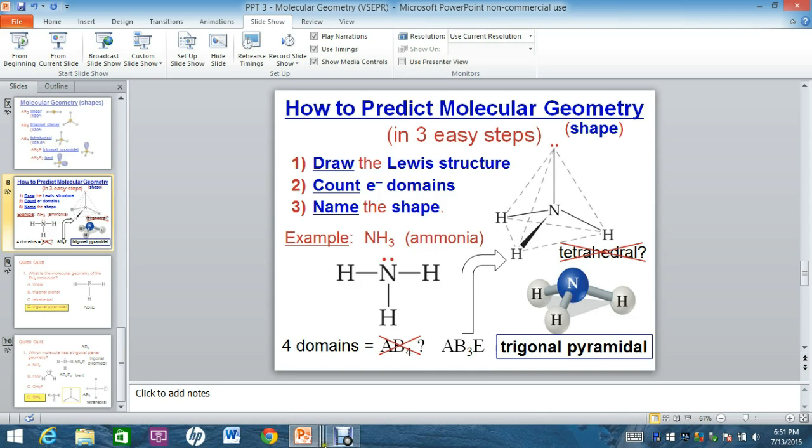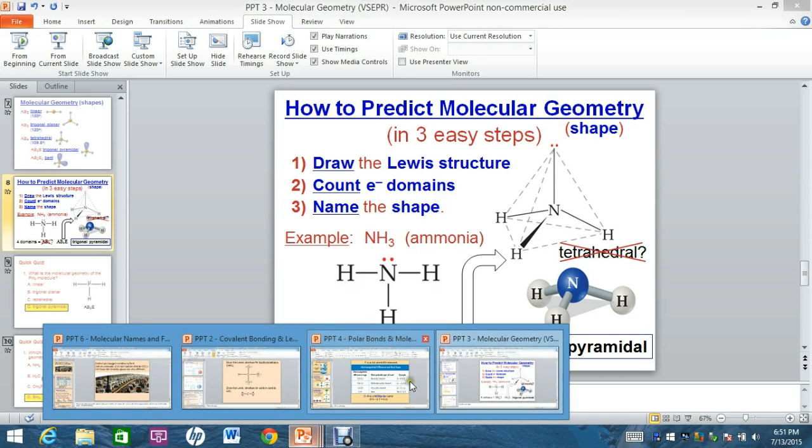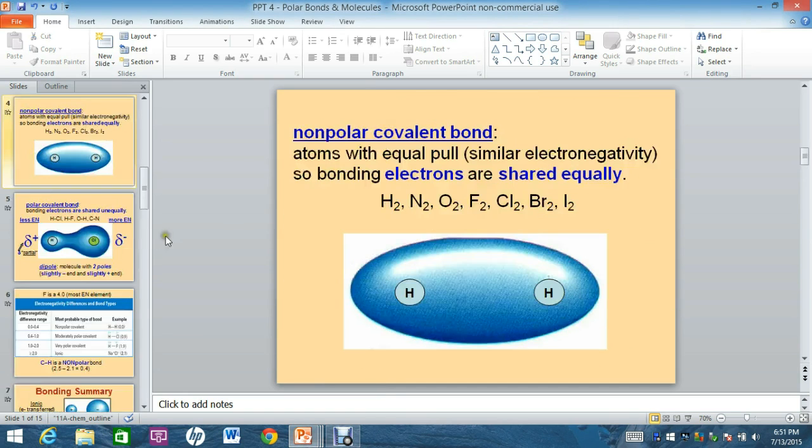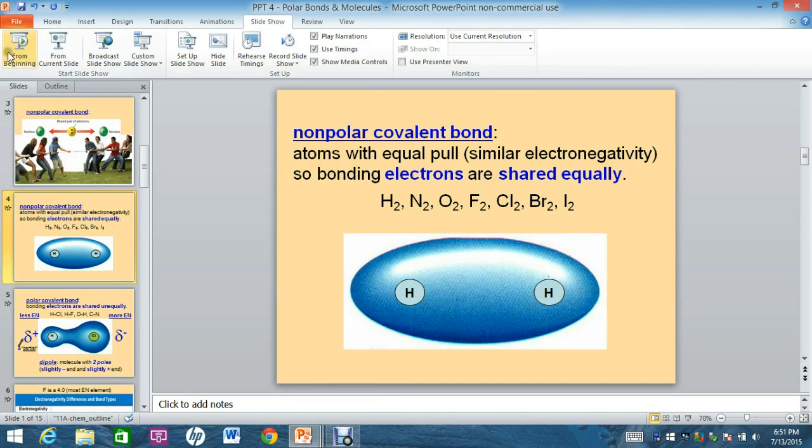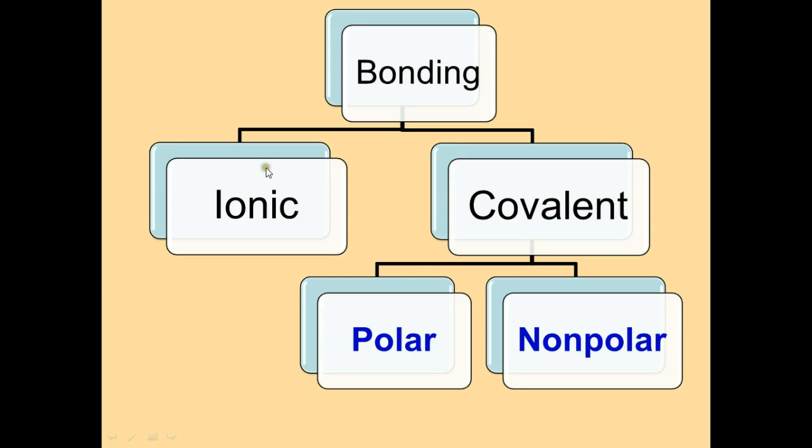And now we're just going to briefly touch on polar versus nonpolar bonds. So pretty much we have the bonding, which is split into ionic and covalent. Ionic is what we talked about in the last unit, which is between metals and nonmetals, and the electrons are hogged by one or the other. It's never shared. But in covalent, electrons are shared. They can be shared equally, which is nonpolar, or they can be shared unequally, which is polar.